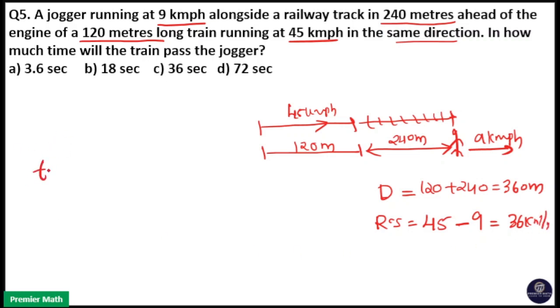Then time is equal to, here this is in meters and this is in kilometers per hour. So 360 meters divided by 36 into 5 by 18. 18 into 2 is 36. So 2 into 5, 10. That is 36 seconds is the answer. Option C is your answer.